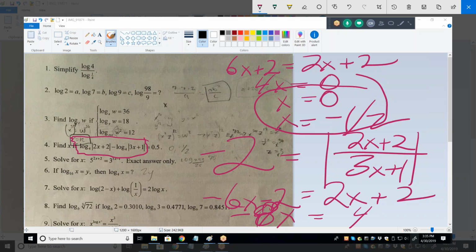So we're going to have the log of, let's just plug in both of them. We're going to have the log base 4 of 2, plugging in x equals 0, minus the log base 4 of 1 equals 0.5. Well, the log of 1 is always 0. That works. So is 4 to the 1/2 power equal to 2? Yes, that solution seems to work. The 0 solution works.